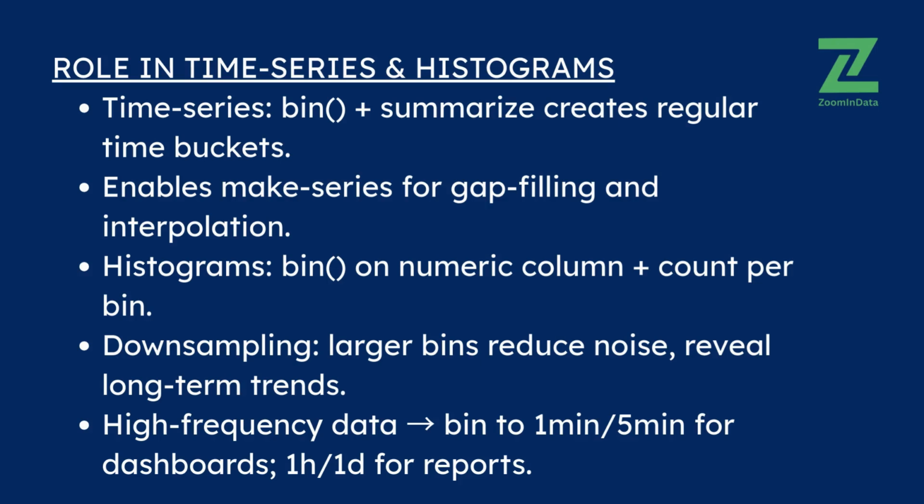For histograms, bin on a numeric column, latency, score, plus count per bin gives you a clean distribution. Larger bins downsample high-frequency data, reduce noise and reveal long-term patterns. In practice, use 1-minute or 5-minute bins for real-time dashboards, 1-hour or 1-day bins for weekly, monthly reports. Binning turns chaotic raw data into understandable, visual stories.